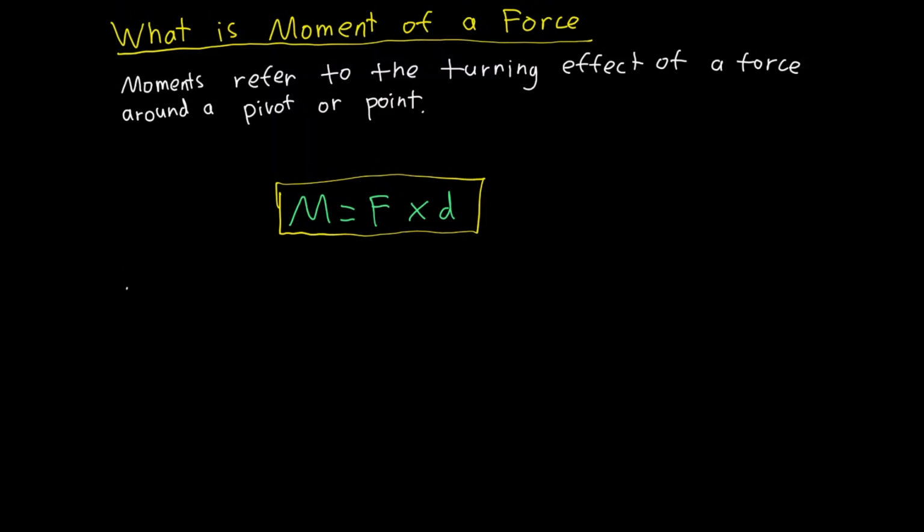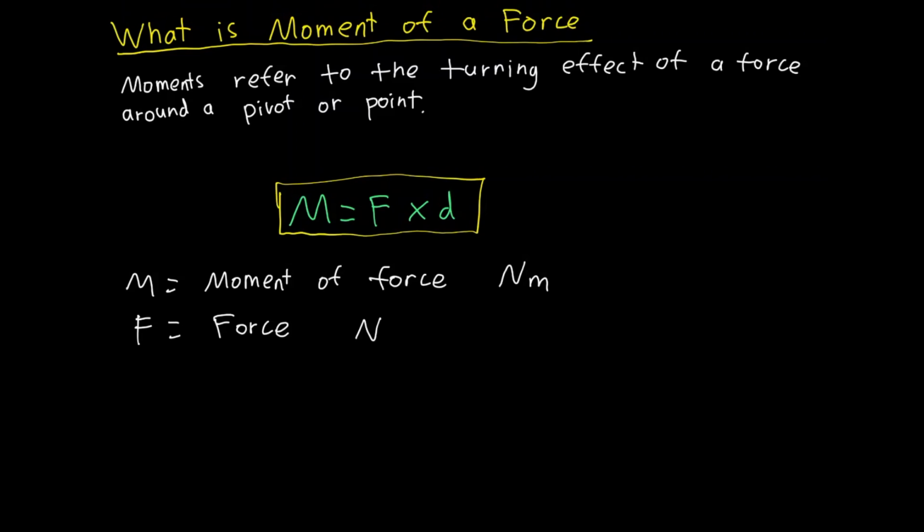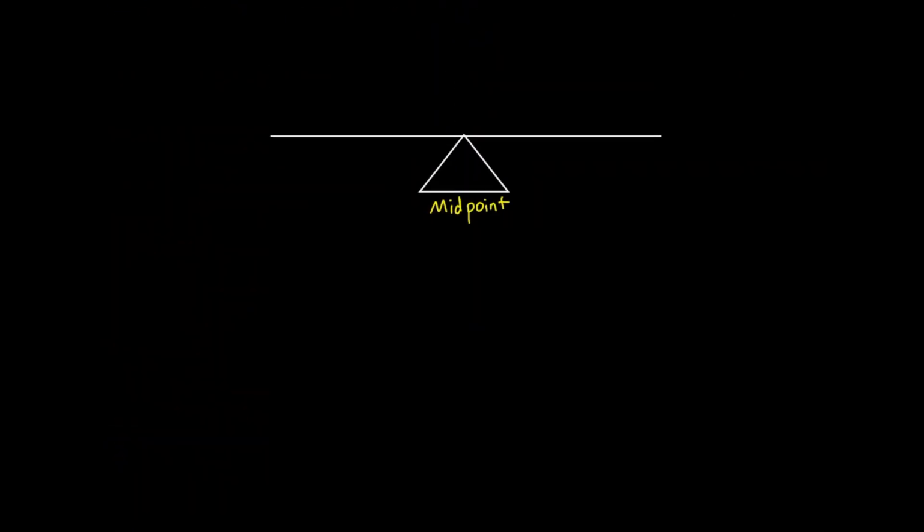So, M is the moment of a force, and its units are Newton meters, Nm. F is of course just the force, and its units are newtons, and d is the distance of the force to the pivot, which is in meters. Now let's look at this clearer in a diagram.